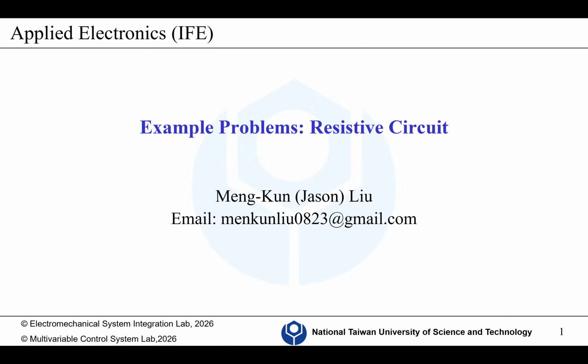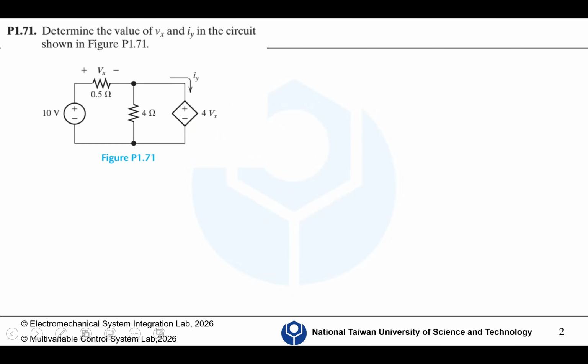In this example, we are going to talk about a few examples of these resistive circuits. So let's look at the first example. In this example, it has an independent voltage source and it has a dependent voltage source, a voltage controlled voltage source. So the voltage of this dependent voltage source is 4Vx. Okay, so how can we solve this problem?